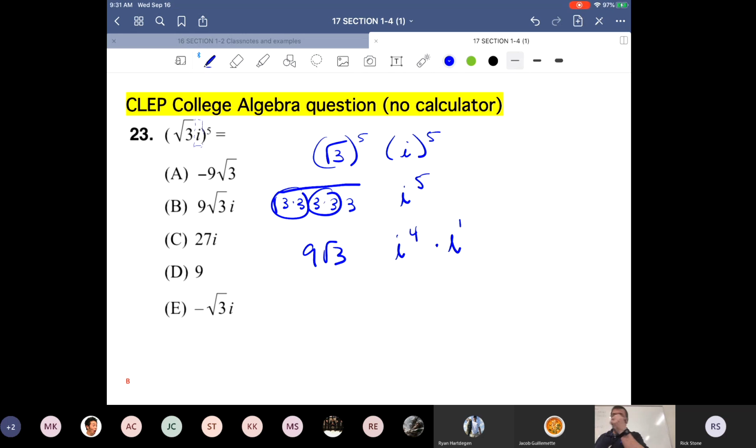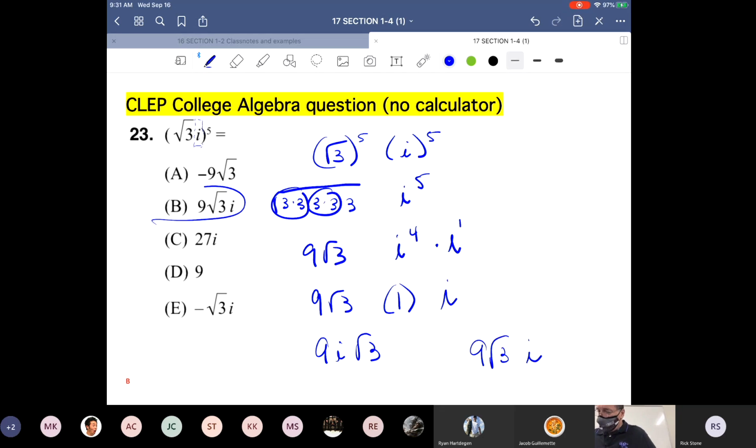i is not a variable, okay? But we treat it a lot like a variable. So if I wanted to break that down, I could break down i to the 5th power into i to the 4th times i to the 1st. But what is i to the 4th power? So could I write that as 9i square roots of 3? Or they write it as 9 square roots of 3i, which is answer B. All right, y'all with me?